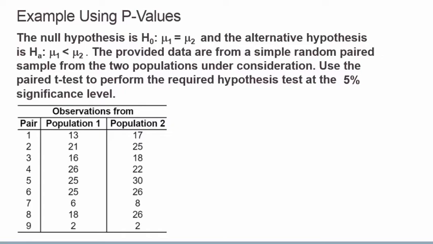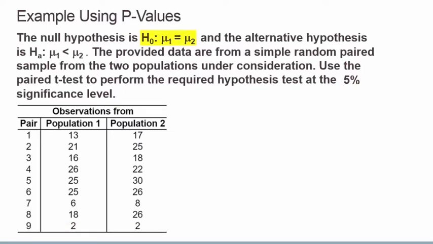For my table, we have observations from pair 1, population 1, 13, population 2, 17, pair 2, population 1, 21, population 2, 25, pair 3, population 1, 16, population 2, 18, pair 4, population 1, 26, population 2, 22, pair 5, population 1, 25, population 2, 30, pair 6, population 1, 25, population 2, 26, pair 7, population 1, 6, population 2, 8, pair 8, population 1, 18, population 2, 26, pair 9, population 1 is 2, population 2, also 2.